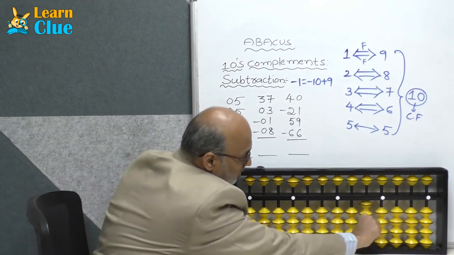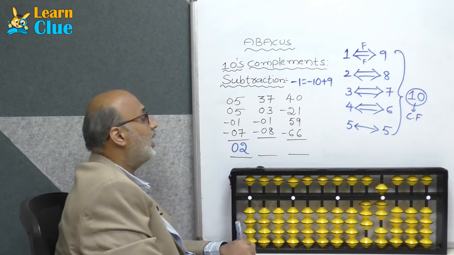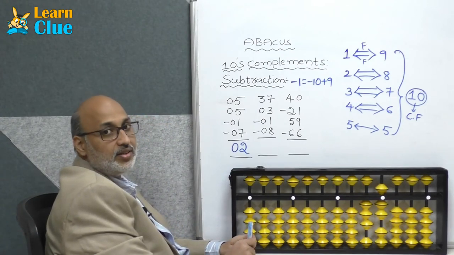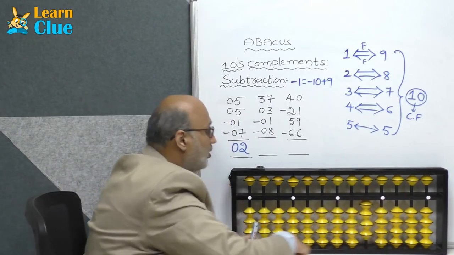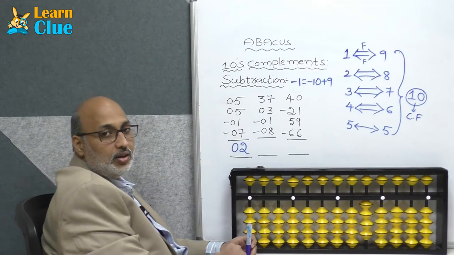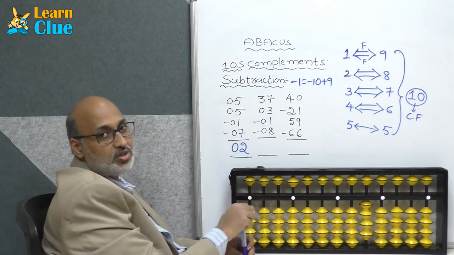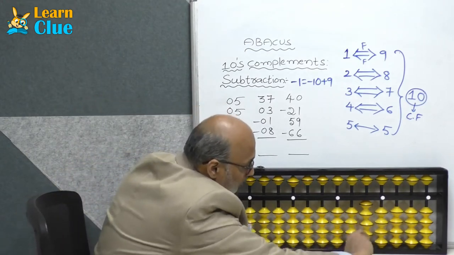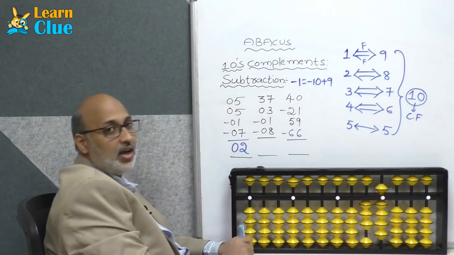Next problem. 37. Take 30 in 10's place, 7 in 1's place. And they are asking plus 3. Who is the friend of 3 here? 7. So minus 7 plus 10. Now they are asking minus 1. Again we are facing the same problem. Who is the friend of 1? 9. So minus 10 plus 9.